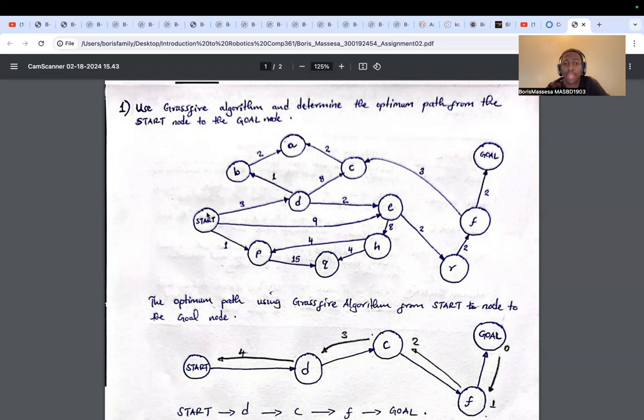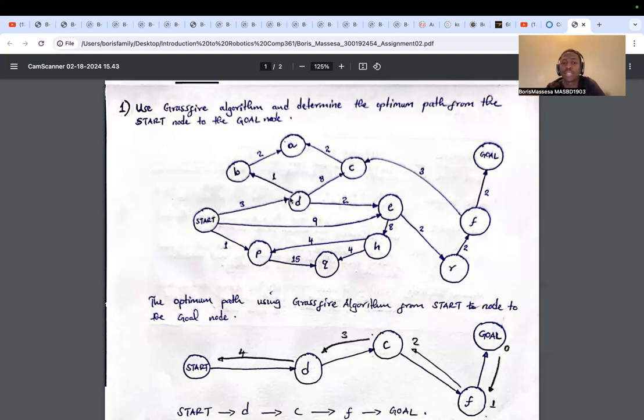And if we decided to go from start to E directly, this takes 9. While if I decided to move from start to B all the way to E, if we add this weight, 3 and 2 is 5. And remember, in Dijkstra, we are looking for the least total weight that we can use to move from one node to another node.